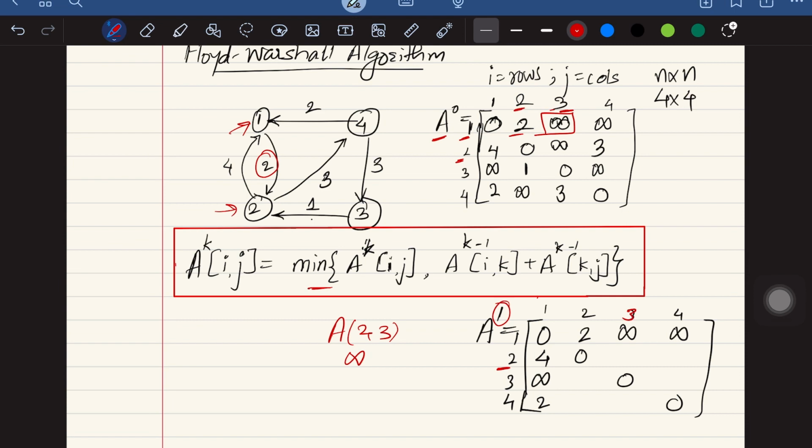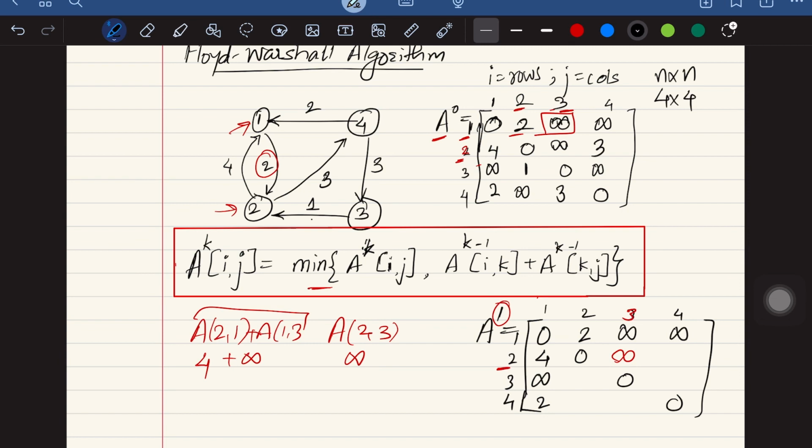Can we go from node 2 to 1? Go to the previous matrix. So this is 2 to 1, we have 4. So from 2 to 1 we have 4, and then we go from 1 to 3, which is again infinity, right? So we do A0 of 2 1 plus A0 of 1 3, which in the end just means that we are going from 2 to 3 through 1, right? And that's 4 plus infinity, which is infinity. So which is smaller? It's infinity, right? So we write infinity over here. That's how you are calculating the elements within the matrix.